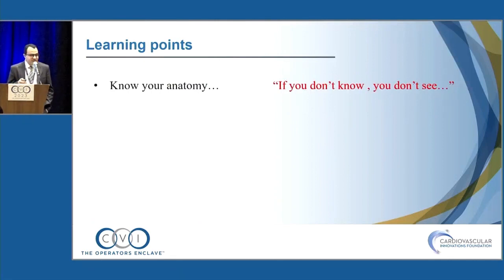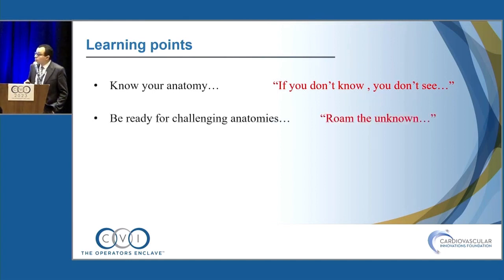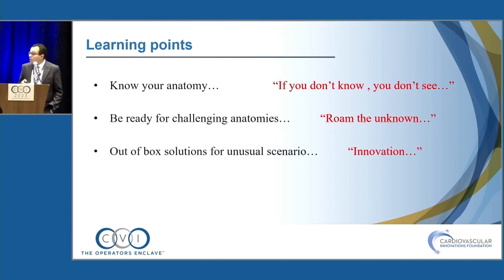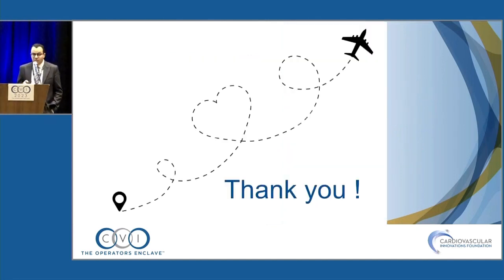Although this is not a pure or true interventional peripheral case, we have some lessons from it. First one, know your anatomy, because if you don't know the normal anatomy, you will not identify abnormal anatomy like in our case. Second lesson, be ready for challenging anatomy and roam the unknown as we did. Third one, out-of-the-box solutions for unusual scenarios, and here intervention innovations come. And finally, thank you.